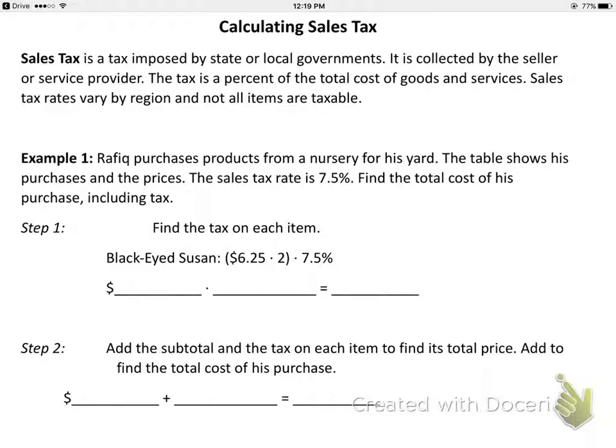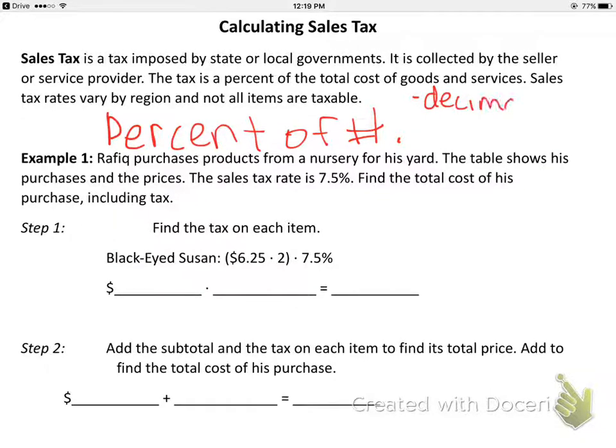It's collected by the seller or service provider. So when you go to the store, you automatically have to include sales tax. The tax percent is a percent of the total cost of goods or services. So it's percent of a number, which we know that anytime we want to find percent of a number, we convert it to decimal, and then we multiply those two numbers.